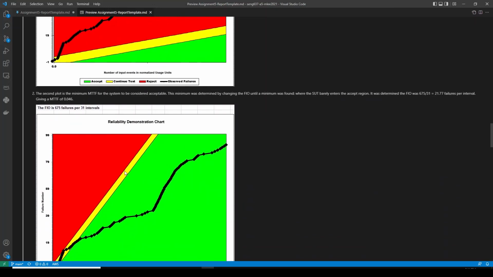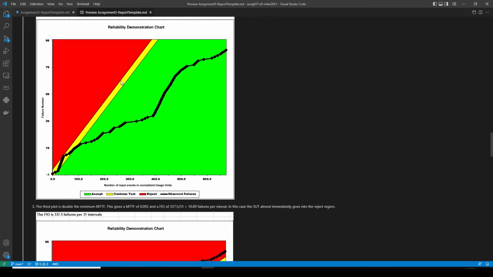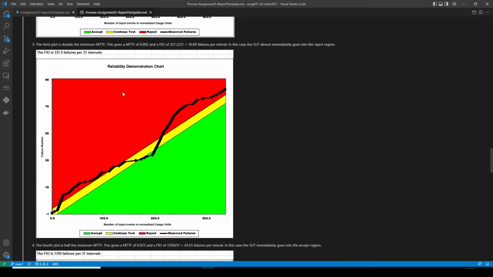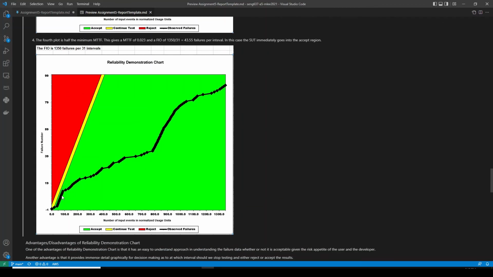So we reduced that until we got this graph here, where it almost goes into the reject region but doesn't, and then continues to the accept region. The failure intensity for this was 675 failures per 31 intervals, or an MTTF of 0.046. For the next graph, this is double the minimum MTTF, and as it does not meet these requirements, it goes immediately into the reject region. This is half, and it goes immediately into the accept region here.